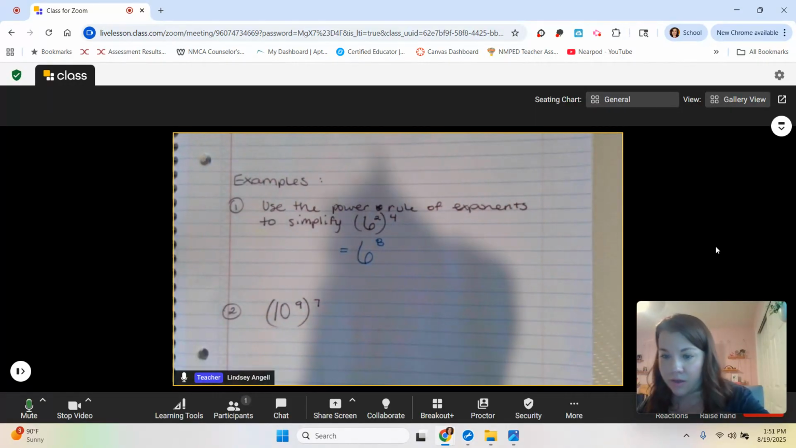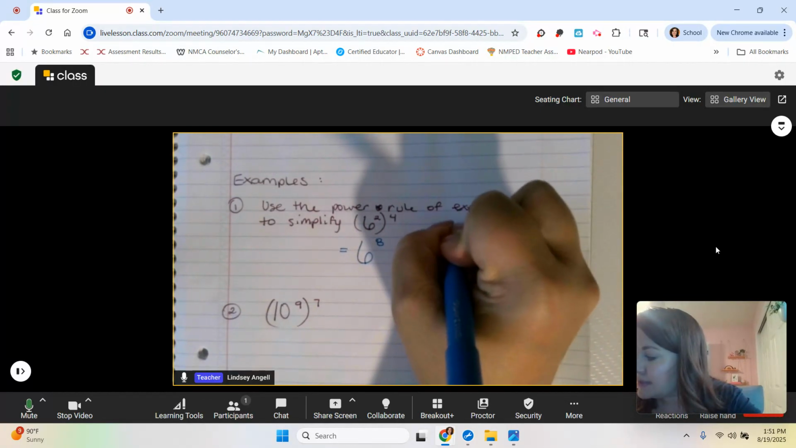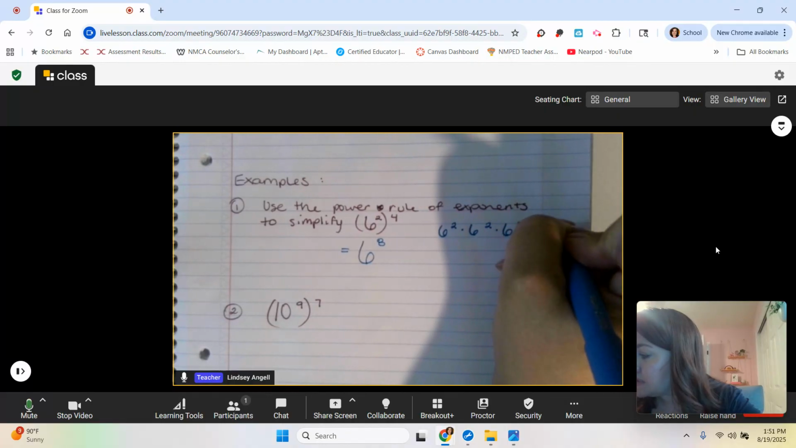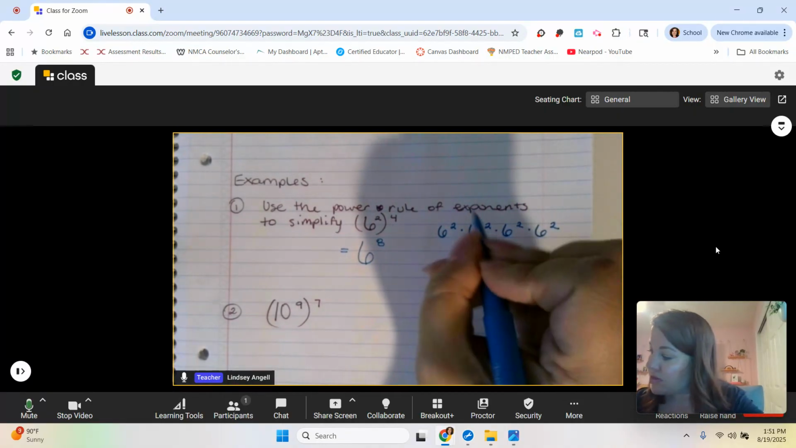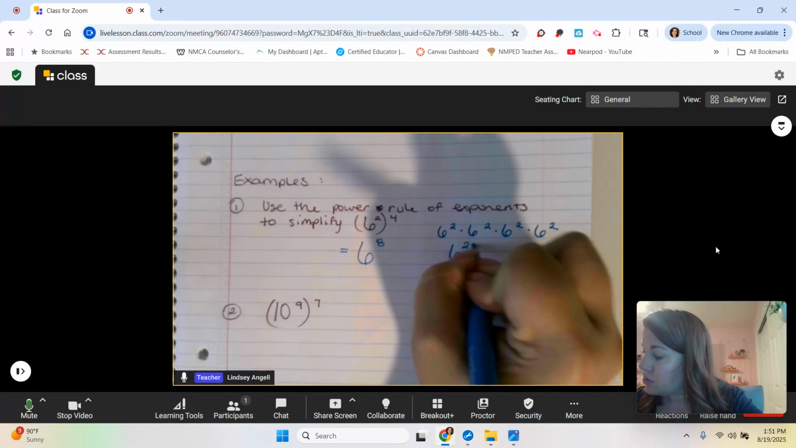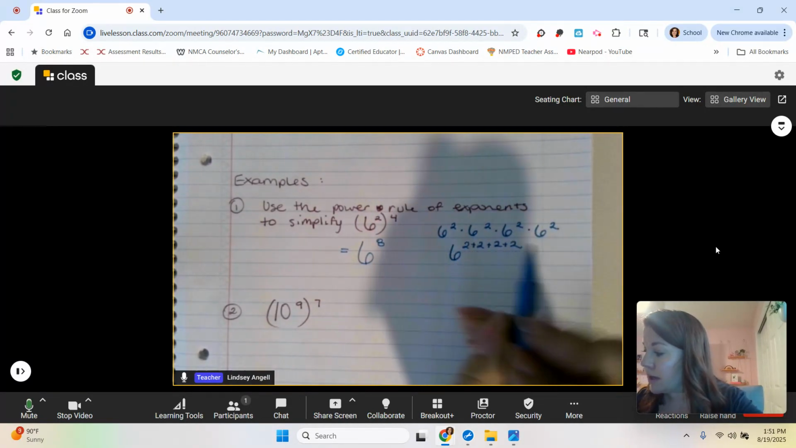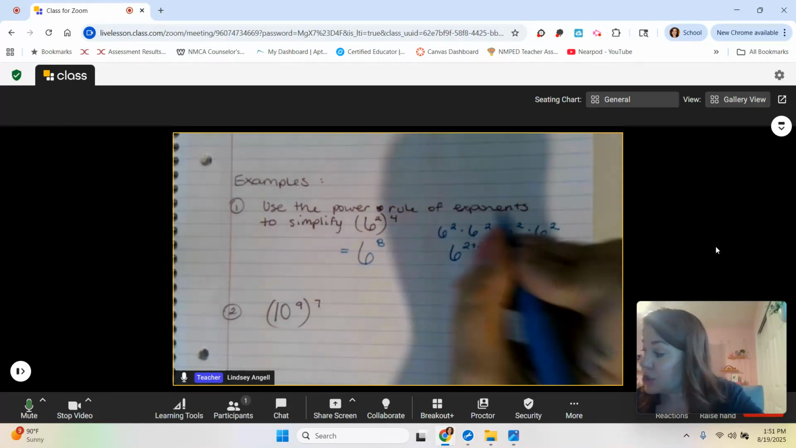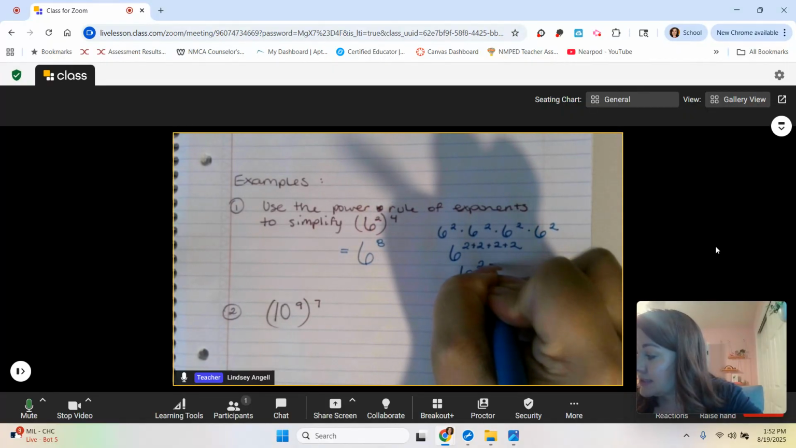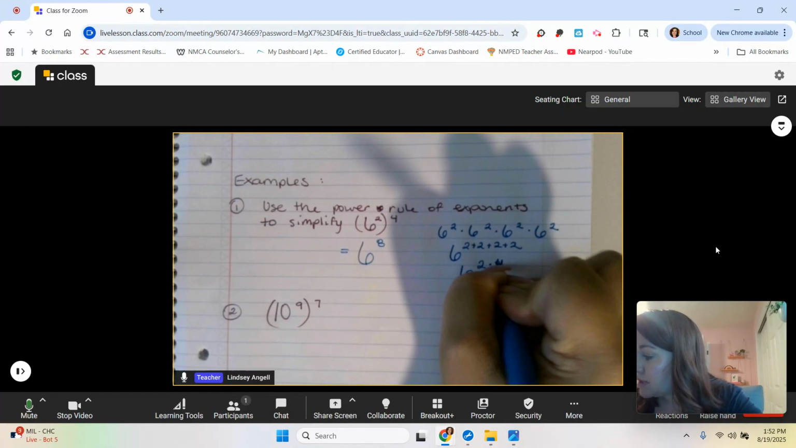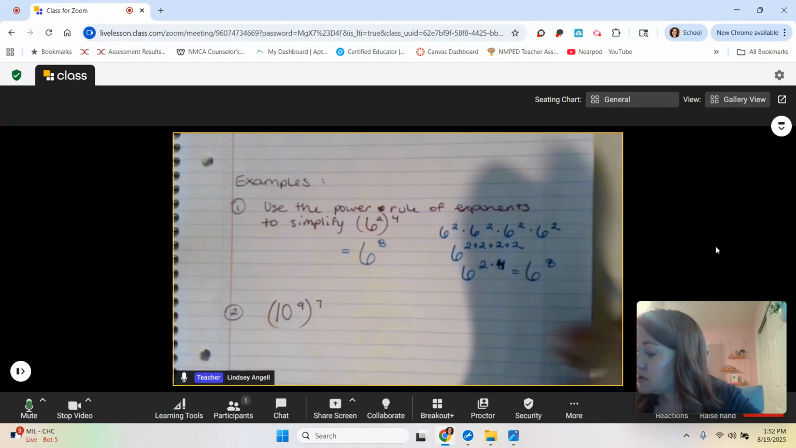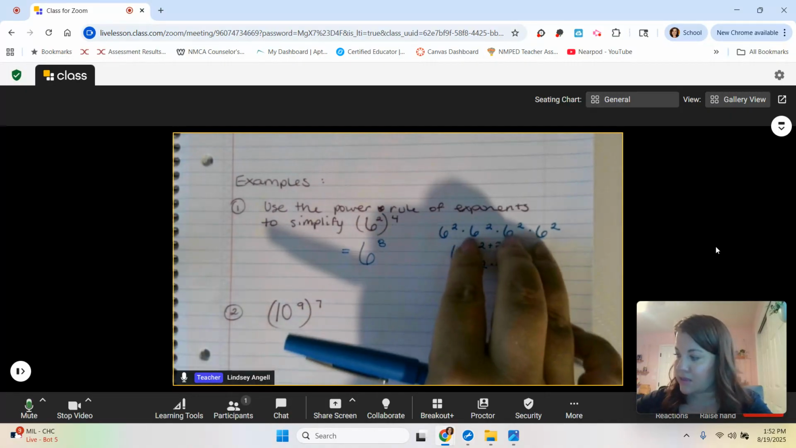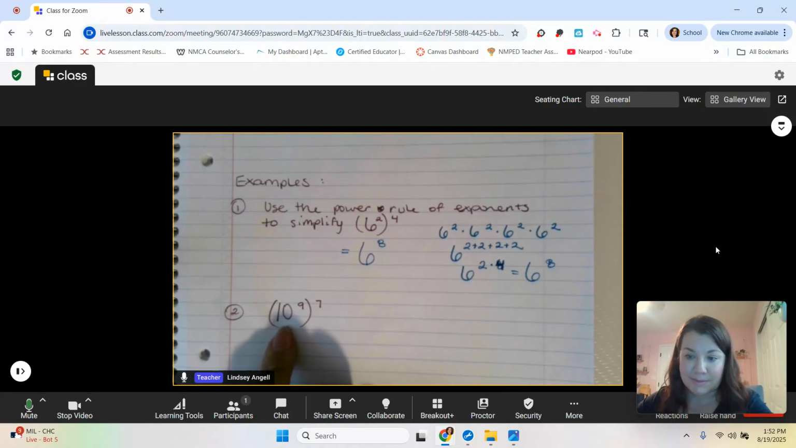Now, if you wanted, you could write the whole thing out. We could say 6 squared times 6 squared times 6 squared times 6 squared, right? And then that would be the same thing as 6 to the 2 plus 2 plus 2 plus 2. Well, we know that repeated addition like this is just equal to multiplication. So that's the same thing as 6 to the 2 times 4, which is equal to 6 to the 8th power. Alright, so that's the why behind it, but it's so easy, right?